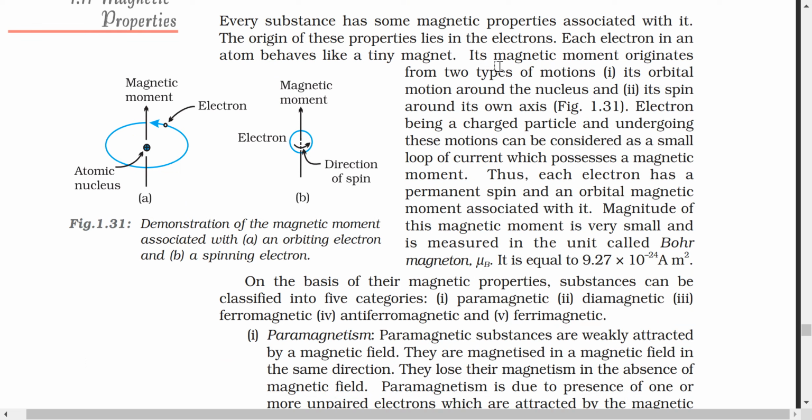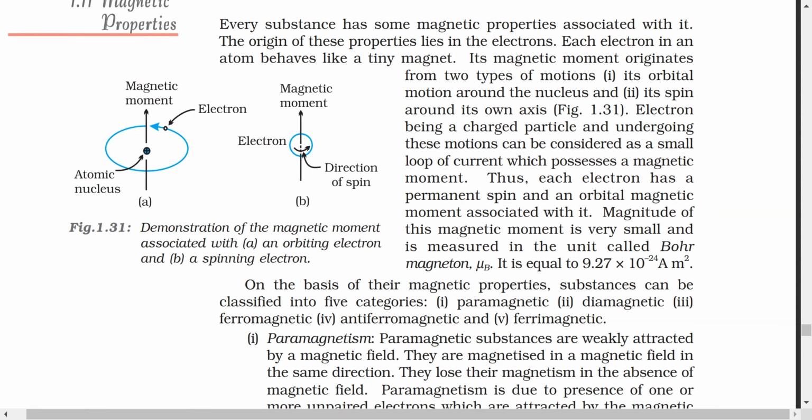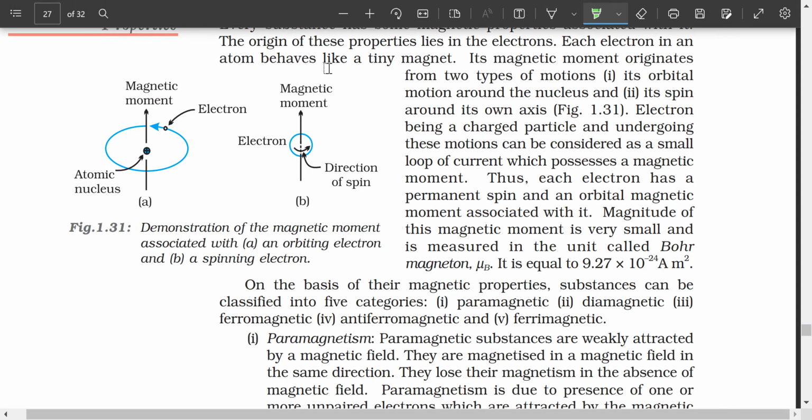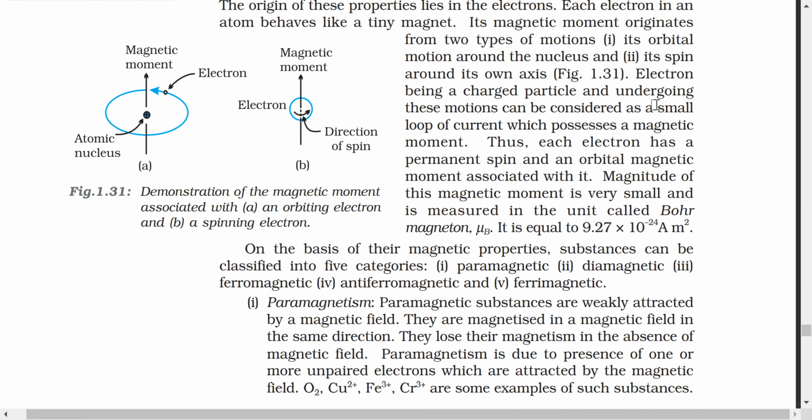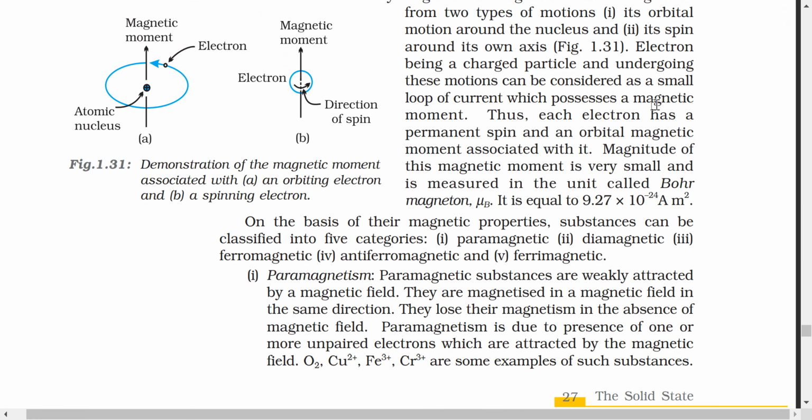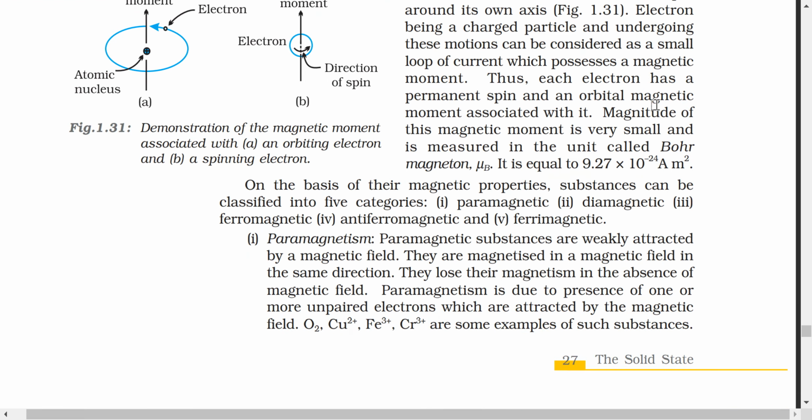Every substance has some magnetic property associated with it. The origin of these properties lies in the electrons. Each electron in an atom behaves like a tiny magnet. Its magnetic moment originates from two types of motions: its orbital motion around the nucleus and its spin around its own axis. Electron, being a charged particle and undergoing these motions, can be considered as a small loop of current which possesses a magnetic moment.